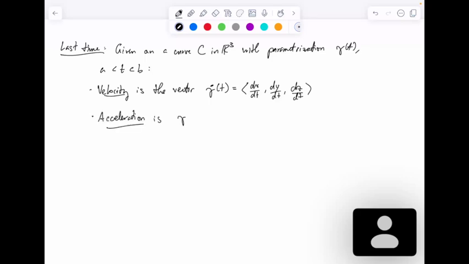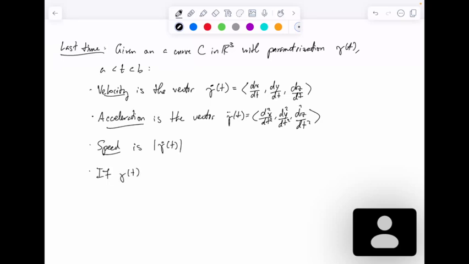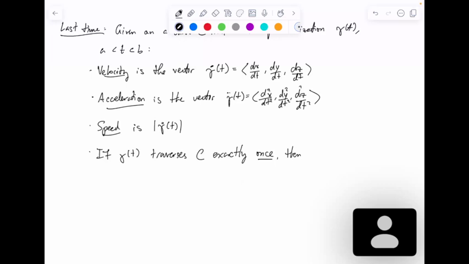Acceleration is the vector with second derivatives in each of its components. And the speed is the magnitude of the velocity at each point. And if gamma of t traverses C exactly once, then the arc length of C is given by the integral from A to B of the magnitude of gamma dot of t dt. You're integrating the speed across your parameterization, assuming that you traverse your curve exactly once.